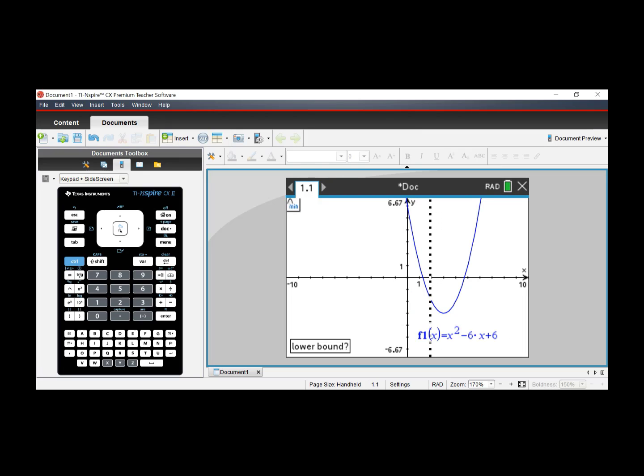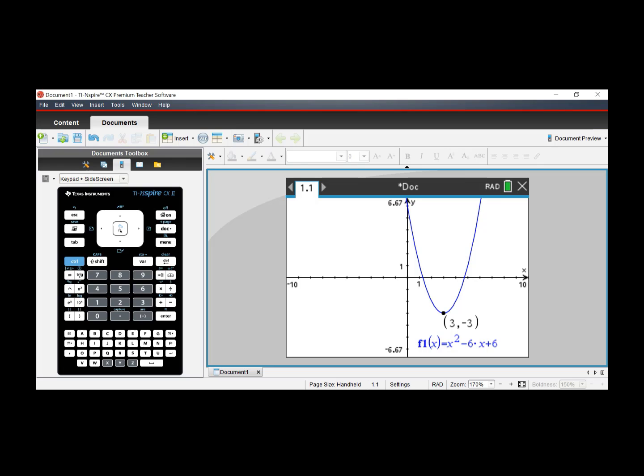We move to the left of the minimum. See where it says lower bound? We're going to go to the left and click. Then the upper bound, we move to the right and we click. And there's the minimum. So our minimum is at 3, negative 3. So this number 3 is going to be in the middle of our table. So we're going to have 3 in the middle of the table, and we're going to have to use 3 numbers smaller than that, 2, 1, and 0, and 3 numbers bigger than that, 4, 5, and 6.